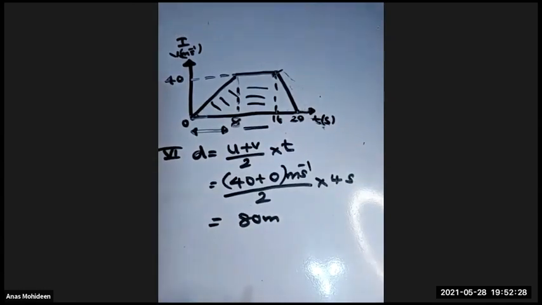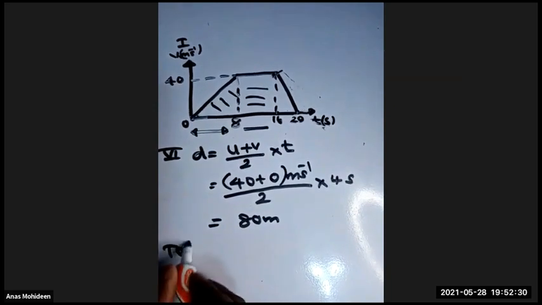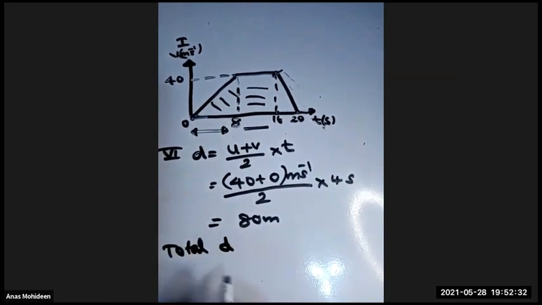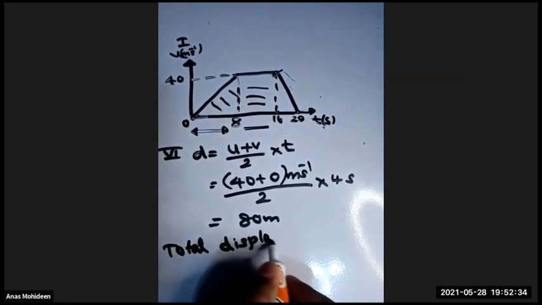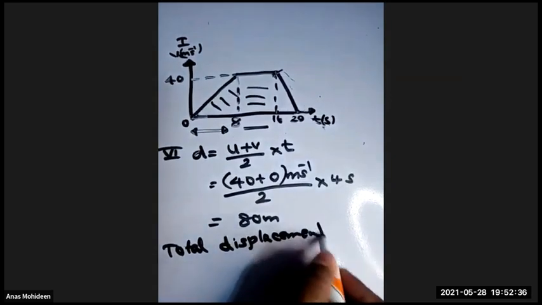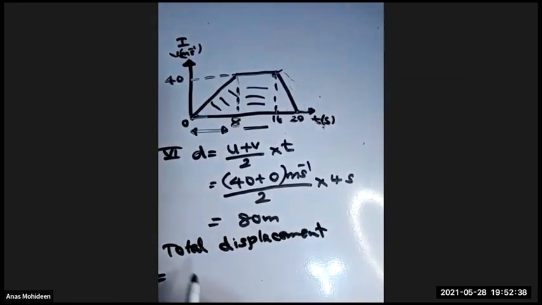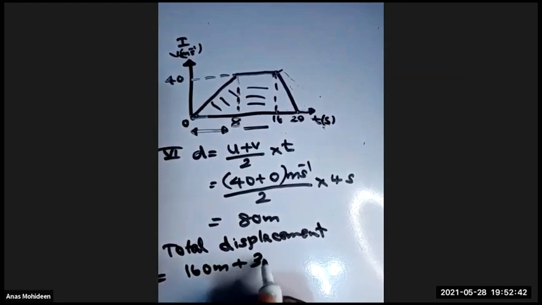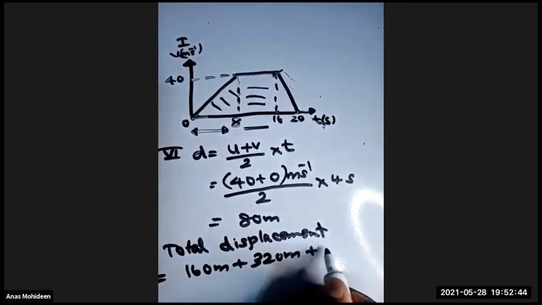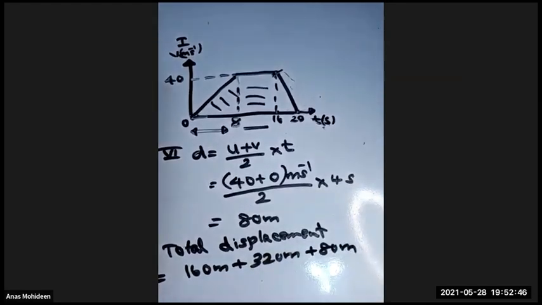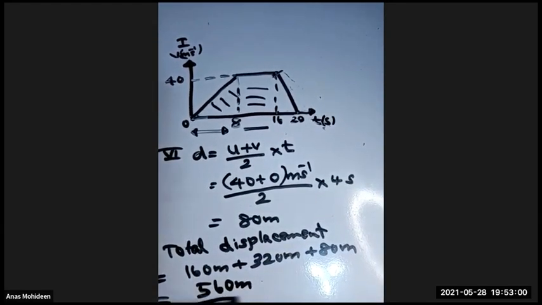So now we're going to find out the total. So the total displacement, right? Total displacement is equal to, first we found it was 160, and the second 8 seconds was 320, and now we found 80. So the final answer here is 560 meters. So that is the total displacement after 20 seconds.